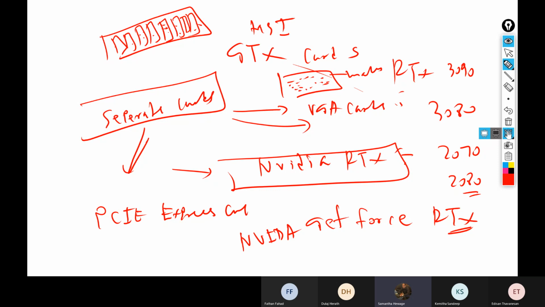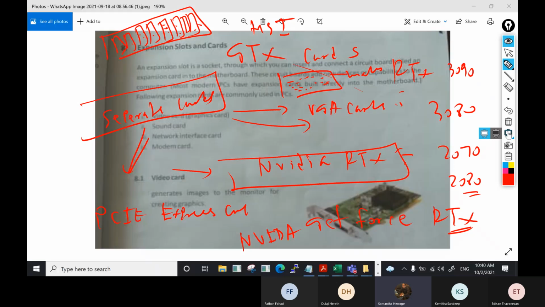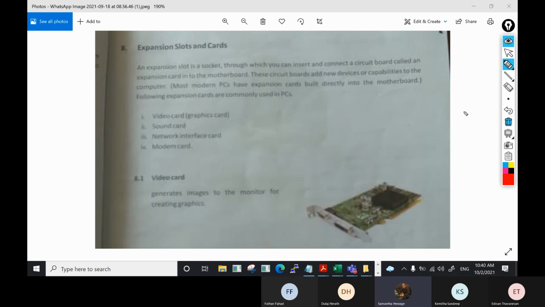I have given most of the information. Apart from that, they only give the video card, and they say it creates the graphics, that's it. But you should know what the cards are, how to buy them, and which are the expensive cards and all.